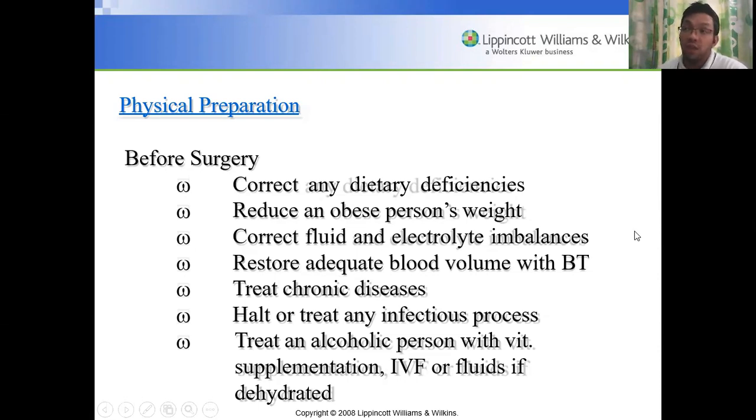Halt or treat any infectious process. So if they have a pre-existing infection, they need to be treated first with antibacterials, antivirals, and whatsoever. If the person is an alcoholic, treat it first with vitamin supplementation, vitamin B complex, together with IV fluids if dehydrated.